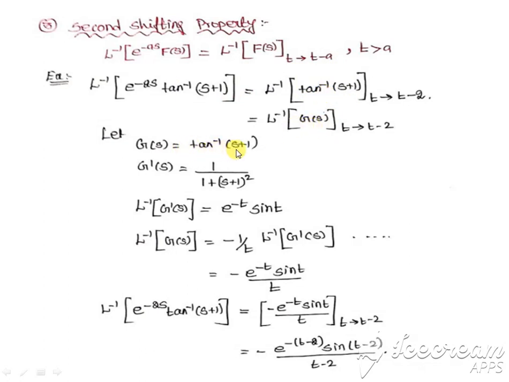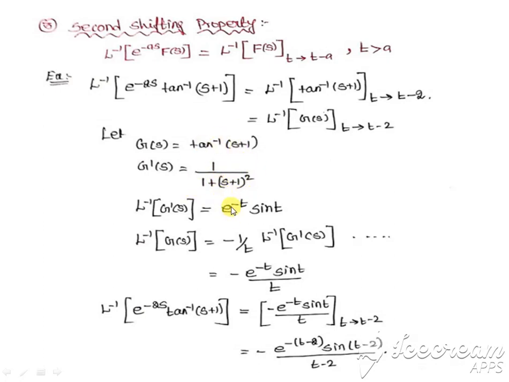G of s equal to tan inverse of s plus 1. So the direct formula is not applicable for inverse trigonometric functions. So for that, first we need to find the derivative. The derivative of this is 1 by 1 plus (s plus 1) the whole squared. So now find the inverse for this derivative.